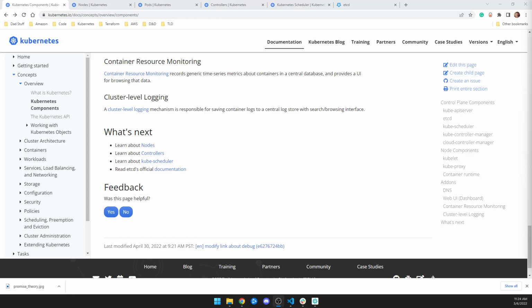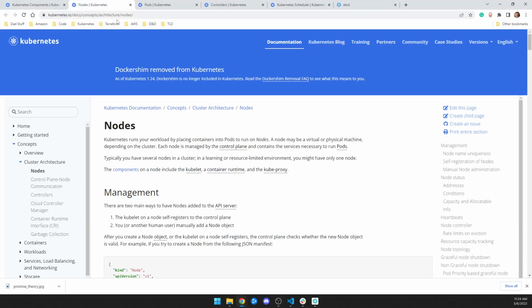Hey, what's up? It's Jake from Novus DevOps, and we're going to go a little bit further down into the Kubernetes components by talking about nodes, pods, controllers, schedulers, and etcd. So I'm going to make this a short explanation of each so we don't get too long, but let's talk about nodes. So Kubernetes runs your workload by placing containers into pods to run on nodes.